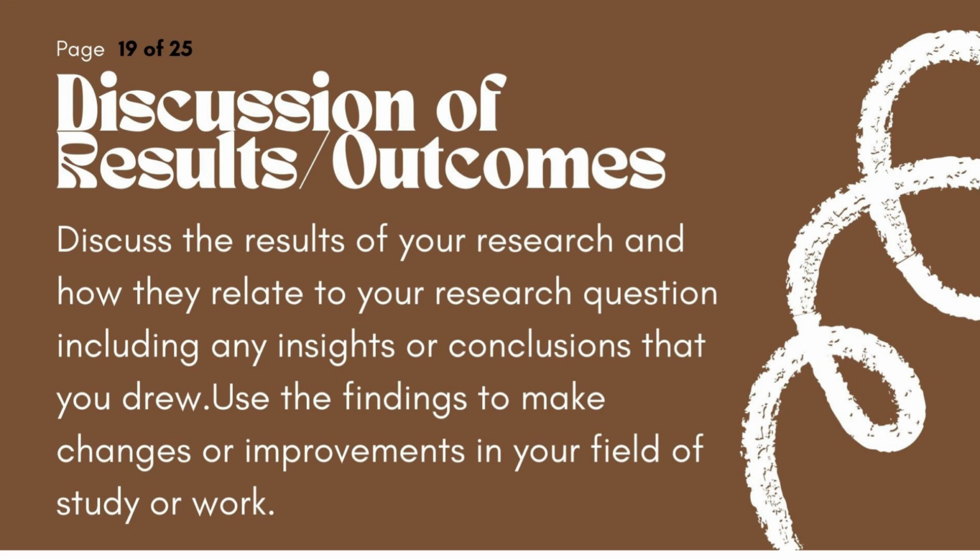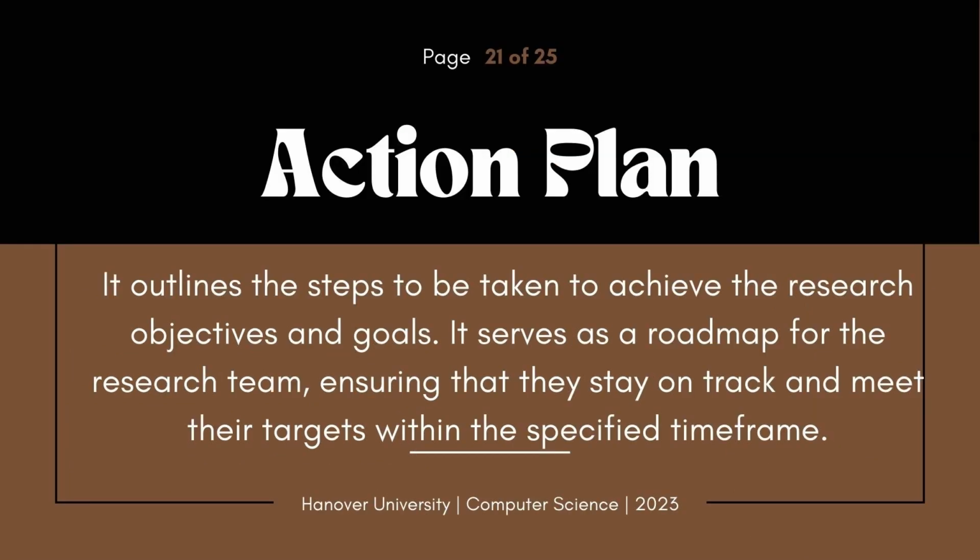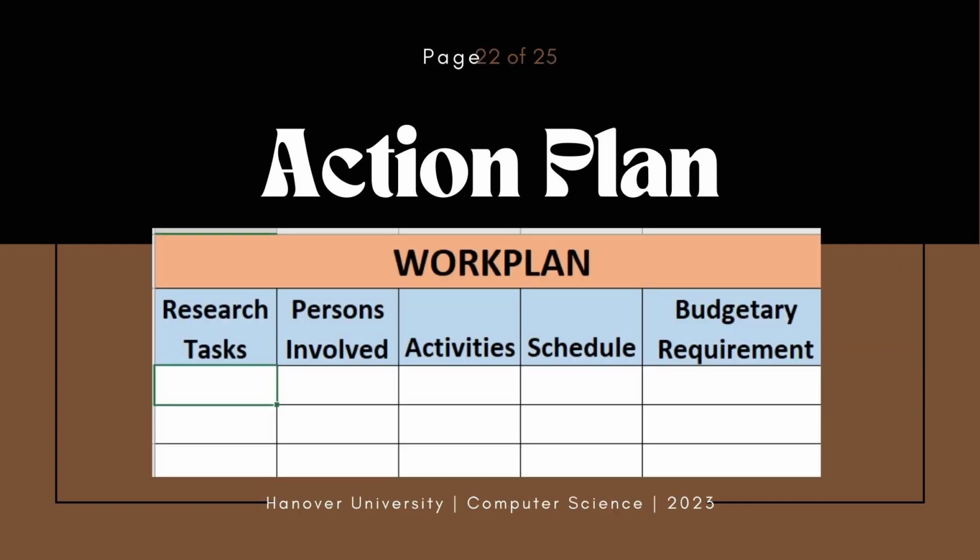Step 9, discuss the results of your research and how they relate to your research question, including any insights or conclusions that you drew. Use the findings to make changes or improvements in your field of study or work. The last step is crafting of action plan, outlining the steps to be taken to achieve the research objectives and goals. It's like a roadmap for the research team, to stay on track and meet their targets within the specified time frame.